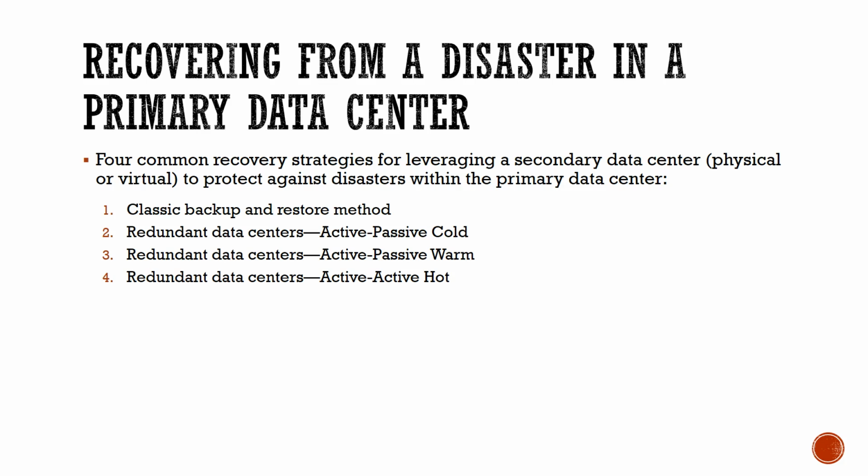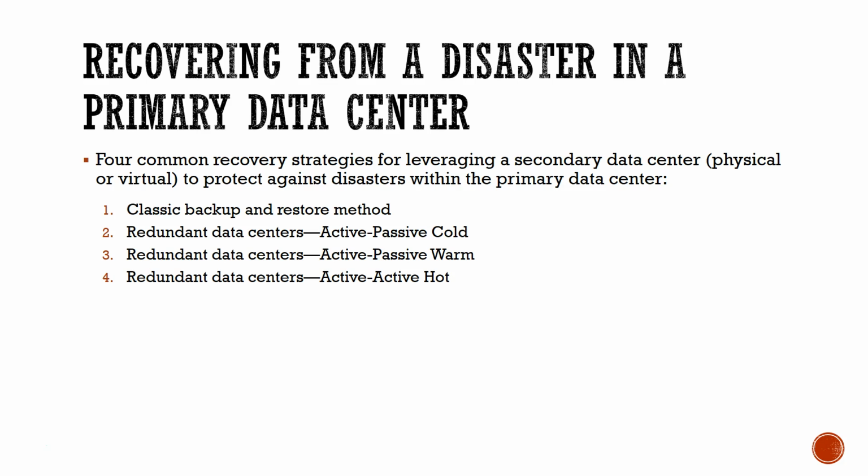Now, speaking of backups, in this week's reading, we talked about 4 common recovery strategies for leveraging a physical or virtual data center, a secondary data center, to protect against disasters. So if the primary data center goes down, you've got a backup secondary, either physical or virtual system in place that can continue to function. Most companies do one or both or all of these strategies.